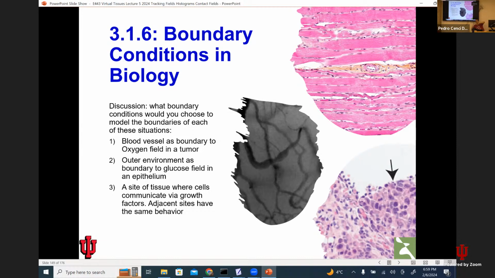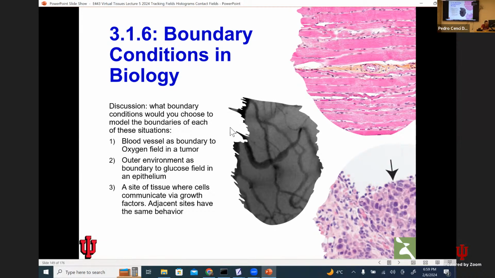Like at a certain time point, I add 100 to the field at a certain region, and then later I add again. You add a certain value of that concentration at a particular position. That's how we'll do it.